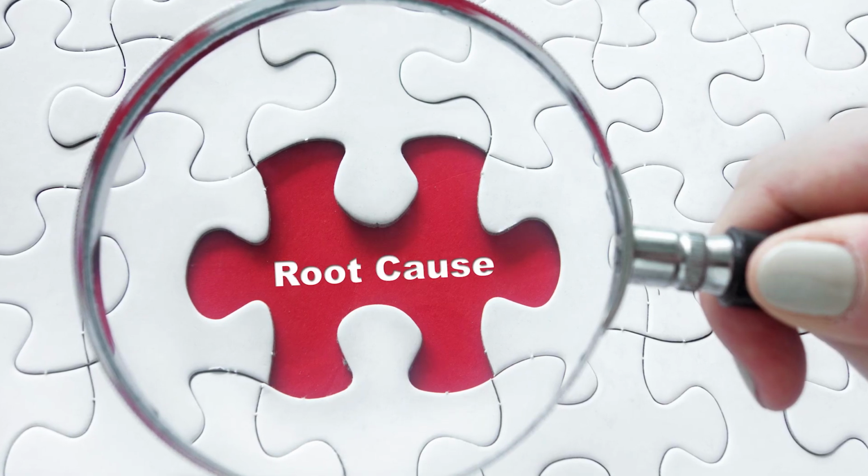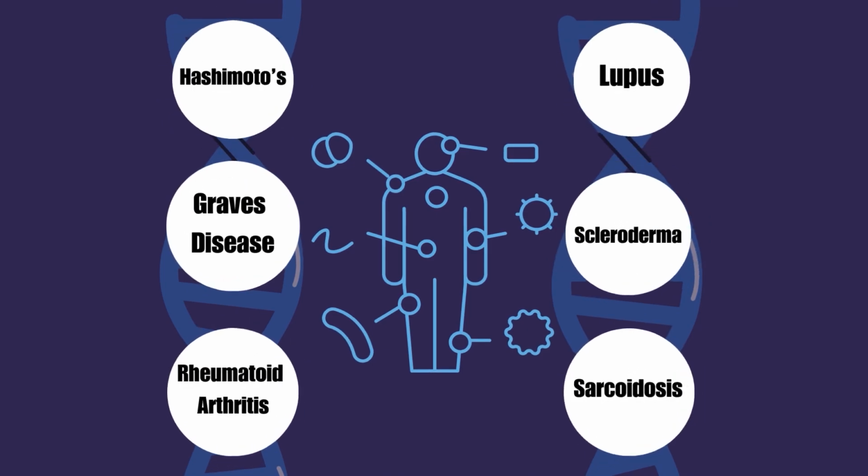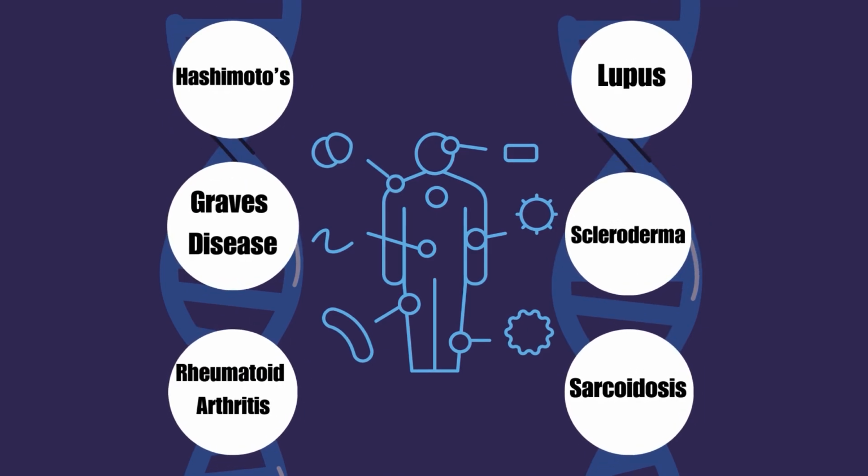Today we are going to discuss a very important topic on how to address autoimmune disease, the root causes, and what you can do to effectively help yourself. If you have Hashimoto's, Graves' disease, rheumatoid arthritis, lupus, scleroderma, sarcoidosis, you name it, most autoimmune conditions want to listen to this information today.